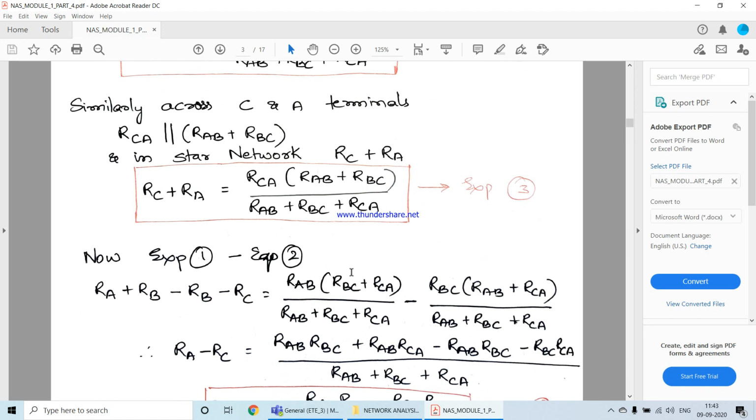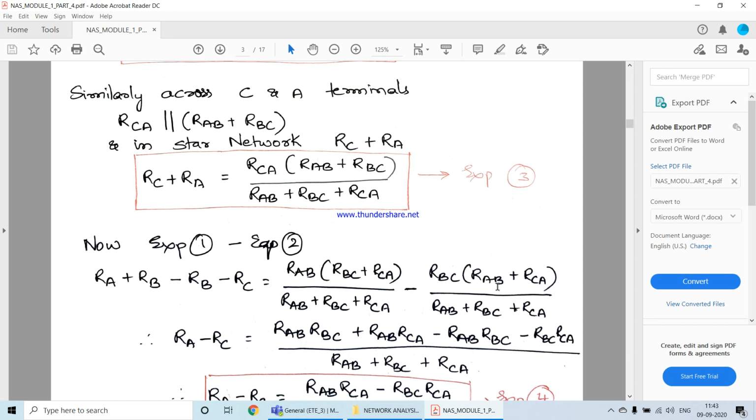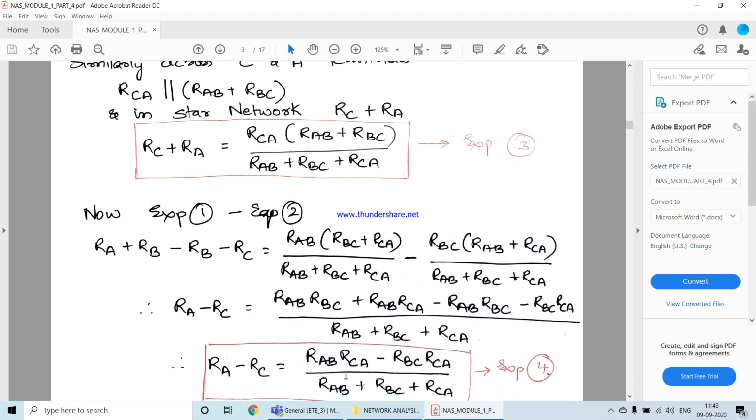Equation 1 minus equation 2. So RA plus RB minus RC. So RB gets cancelled, and we take right hand side minus right hand side in both the equations, and finally we will end up with RA minus RC equal to (RAB RCA minus RBC RCA) divided by (RAB plus RBC plus RCA). Now you have this expression 4, which is RA minus RC equal to this.